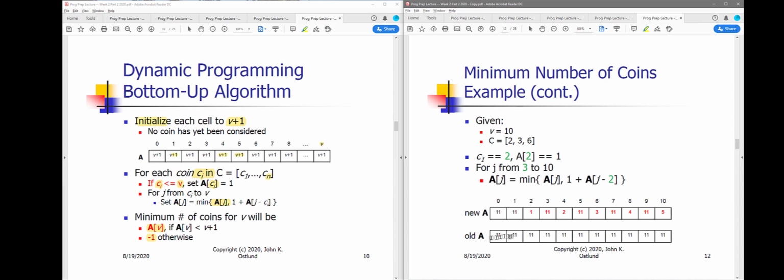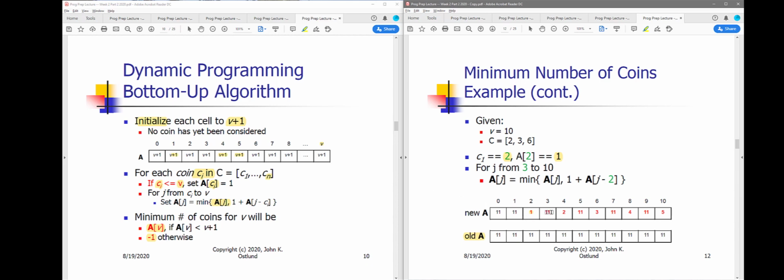Then, okay, I've copied that initial array A that is full of 11s to the bottom here on slide 12. And now let's suppose that we are starting to loop through our coins, and our first coin, coin sub 1, has a value of 2. Well, if the first coin has a value of 2, then clearly a sub 2, the minimum number of coins that we need to make a value of 2, is just one coin. So we fill in a 1 into a sub 2.